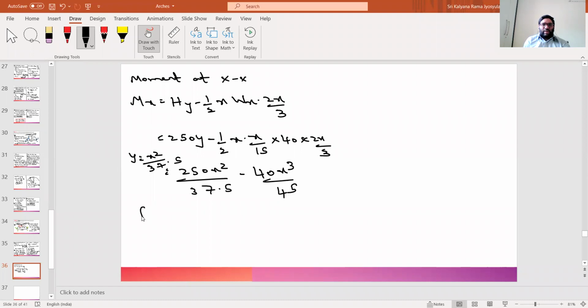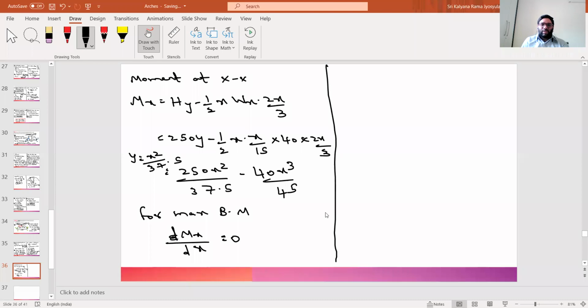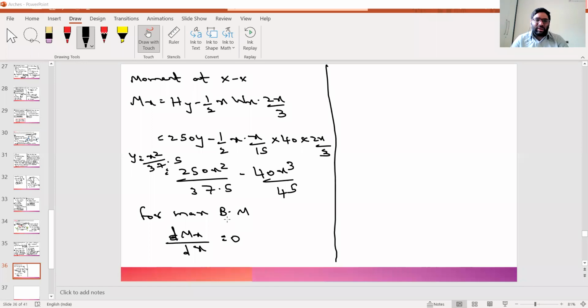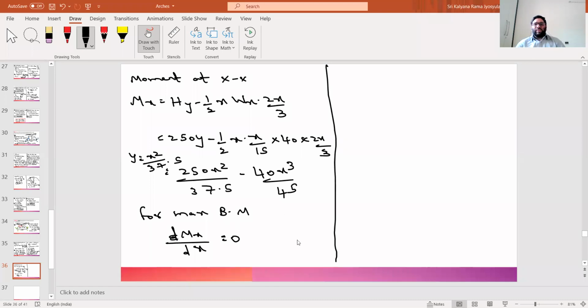Now for maximum bending moment, dMx by dx is equal to 0. Once we substitute dMx by dx is equal to 0, you will get an expression, and from that is the point where you will get the maximum moment. Okay, so this we will continue in the next session.